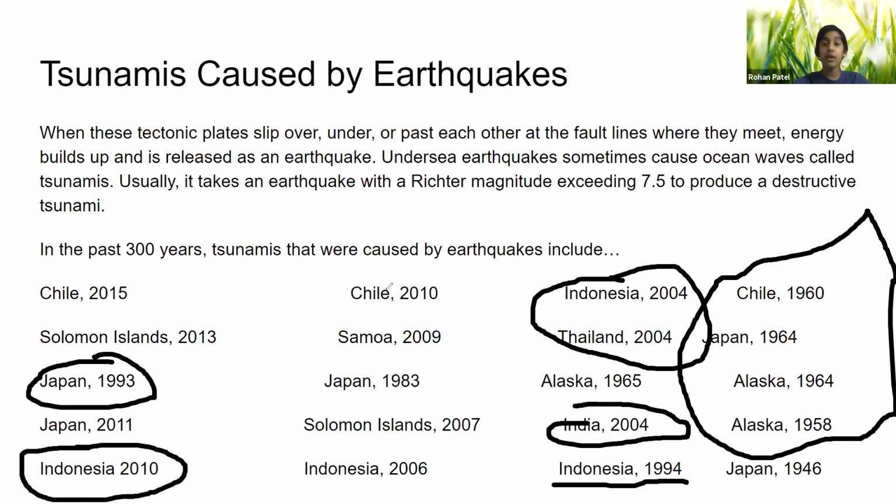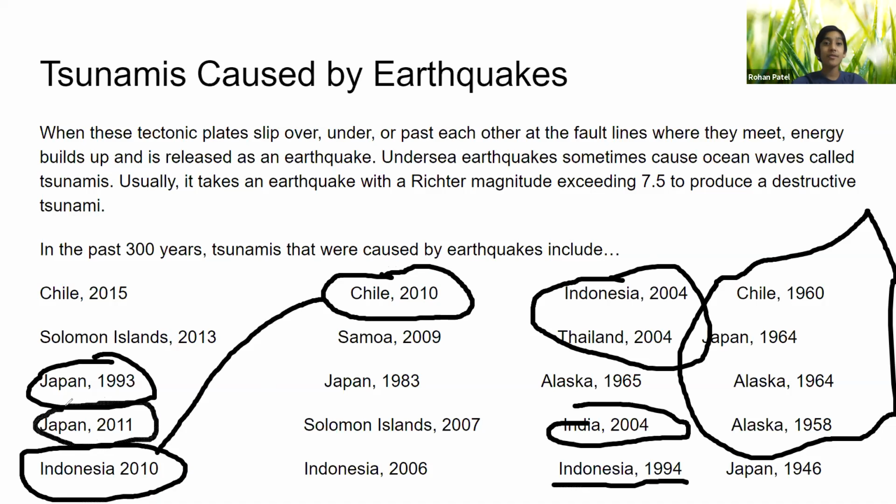So we can see there are increasing amounts of big earthquake-caused tsunamis coming towards our time period. For example, there's Chile and Indonesia, and also Japan in 2011. If you haven't heard of the devastating 2011 Japan one, we'll talk a little bit about that too.